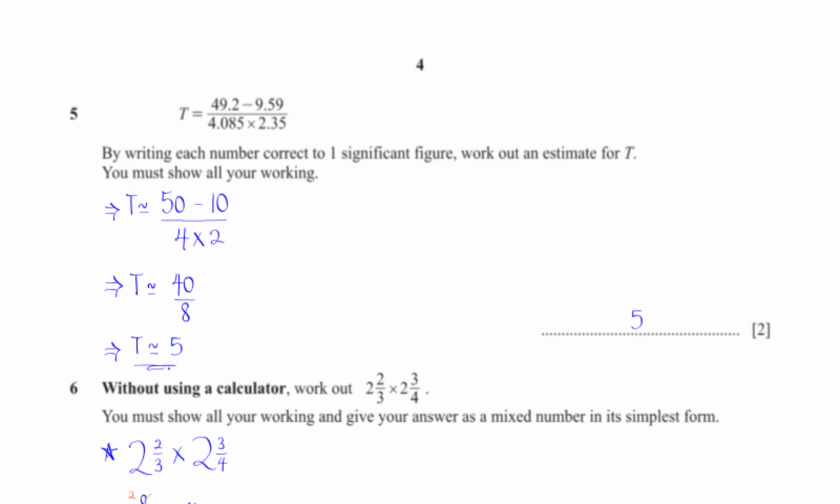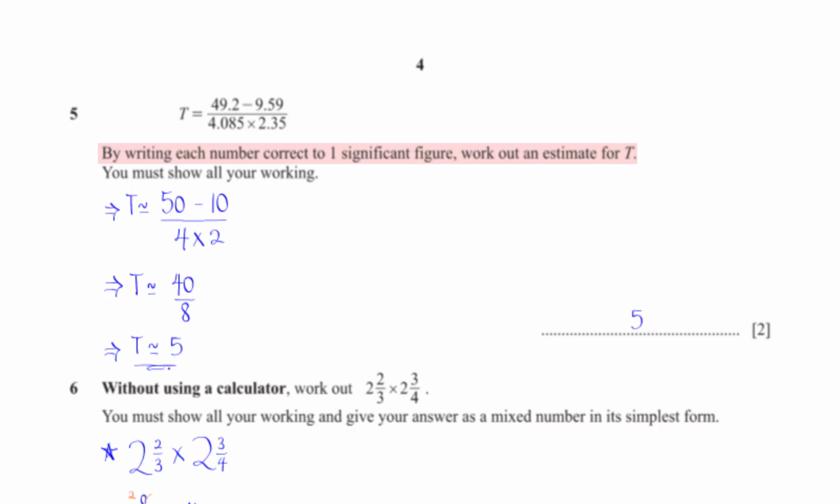T is equal to 49.2 minus 9.59 divided by 4.085 times 2.35. By writing each number correct to one significant figure, work out an estimate for T. You must show all your working.